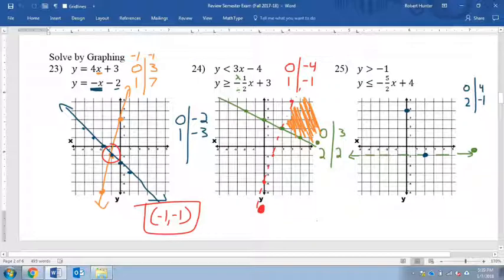And those are kind of far away. So here we go. And that's a solid line. It's actually down here.